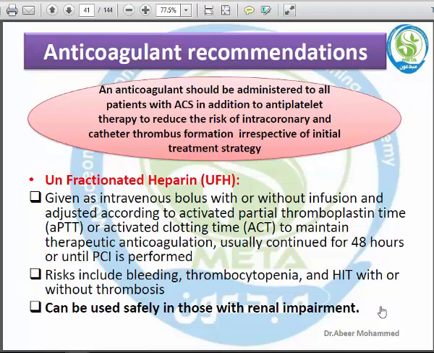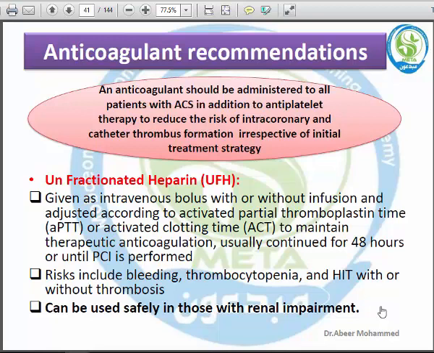The cornerstone, the basis, in the treatment of acute coronary syndrome is also the anticoagulants. All the patients with acute coronary syndrome should receive anticoagulant. Because of what? We said this patient has a plaque, the plaque ruptured and a thrombus formed. This patient is prone to forming another thrombus, so he should receive anticoagulant, also to prevent catheter thrombus formation.